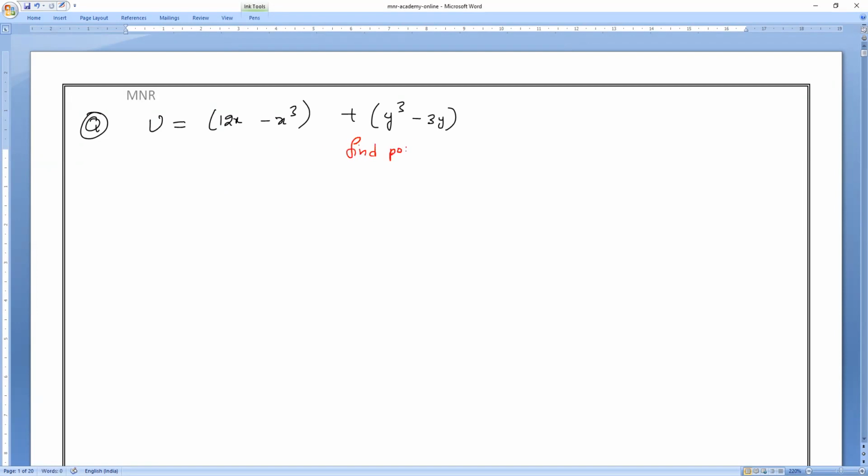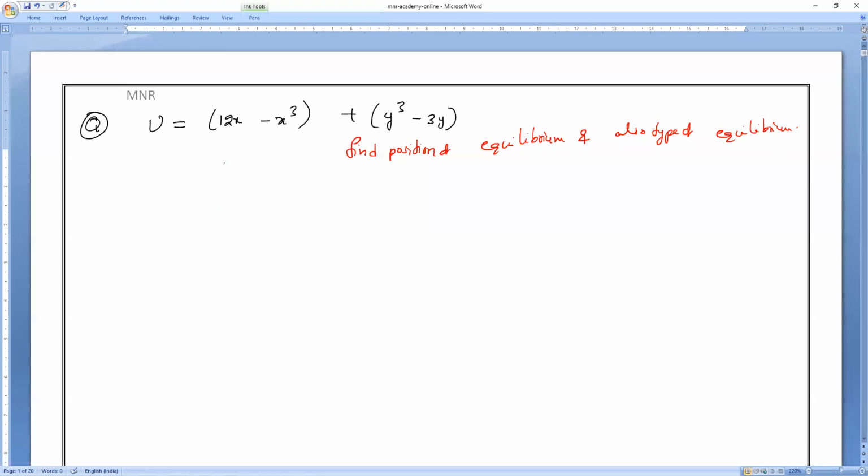So find the position of equilibrium as well as the type of equilibrium. Once this question is over, we'll go to the next concept.